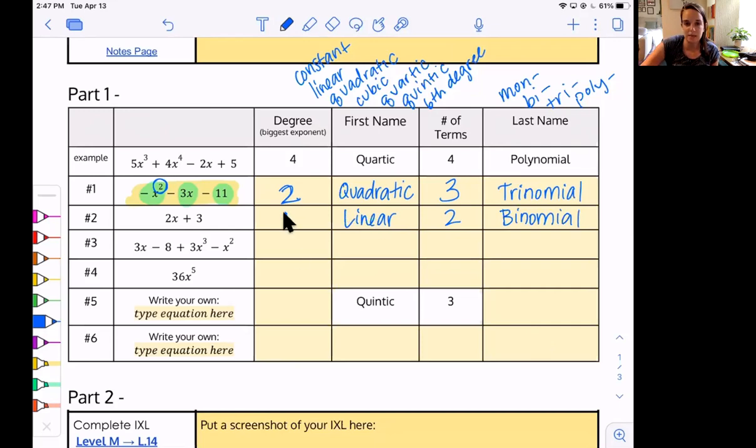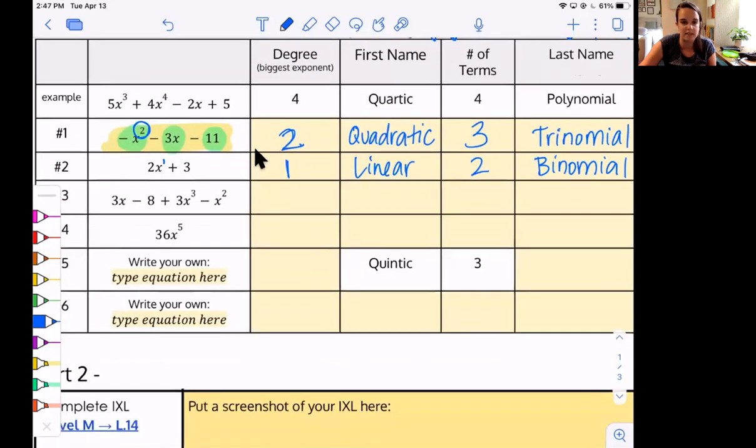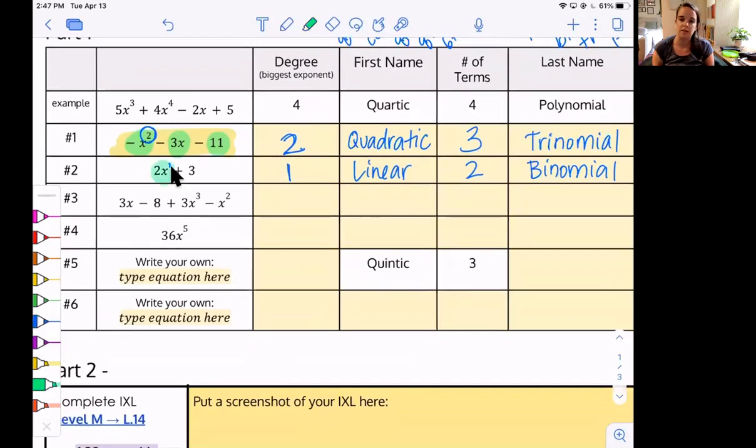So it's linear because the degree is 1. So this is like x to the power of 1, like that. And then it is a binomial because it has 2 parts. It has part 1 and part 2. Nice. All right, y'all want to try number 3? Feel free to come off mute if you want.